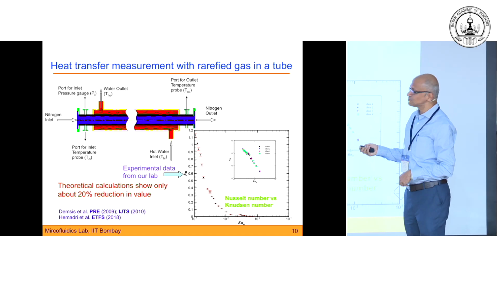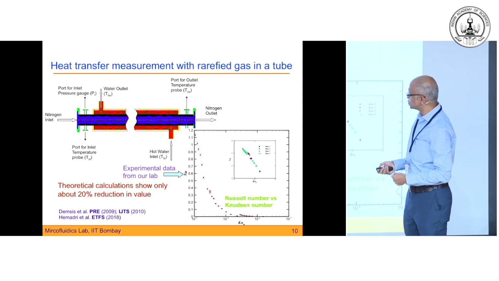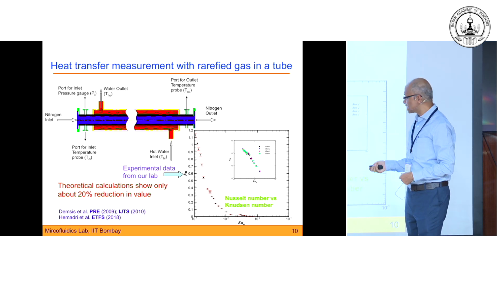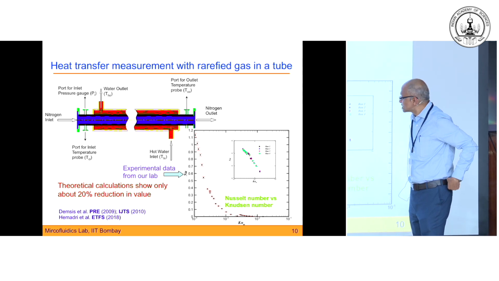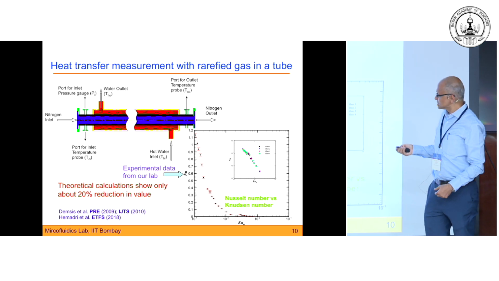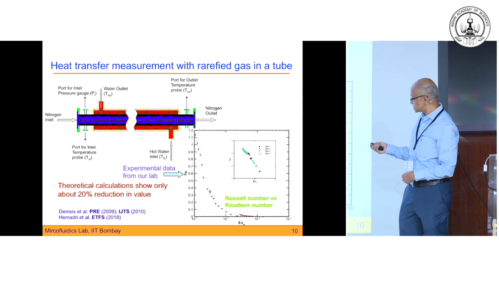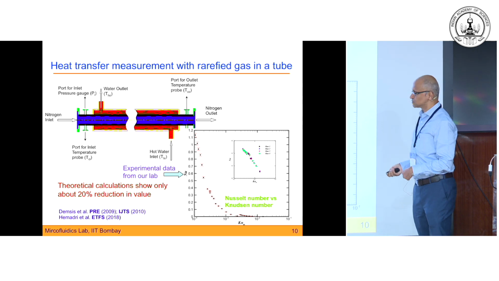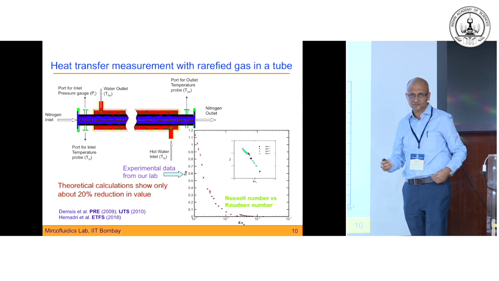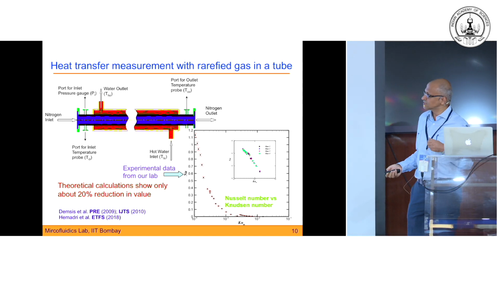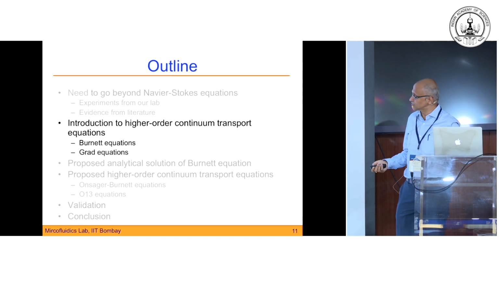We have also done measurements, for example, with heat transfer in tubes. A very simple scenario again, something which was surprisingly not done in the literature. And what we find is that the Nusselt number, or the heat transfer coefficient, has a very strong precipitous drop with an increase in the Knudsen number when you go to the slip and the transition regimes. And that is something which again the Navier-Stokes equations are not able to give you.